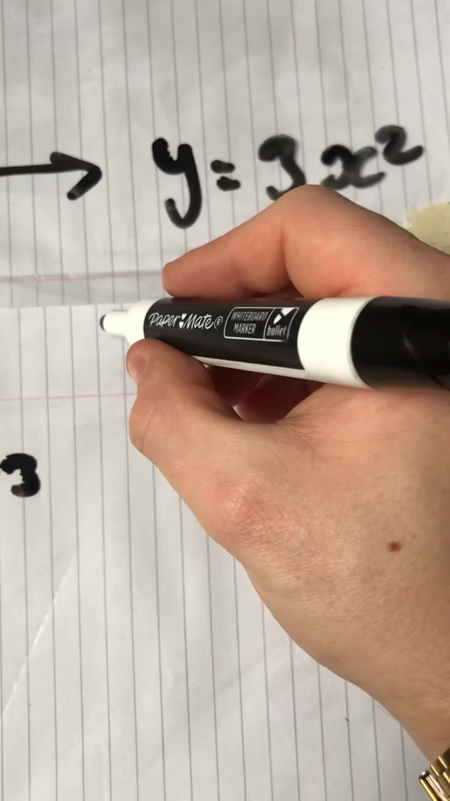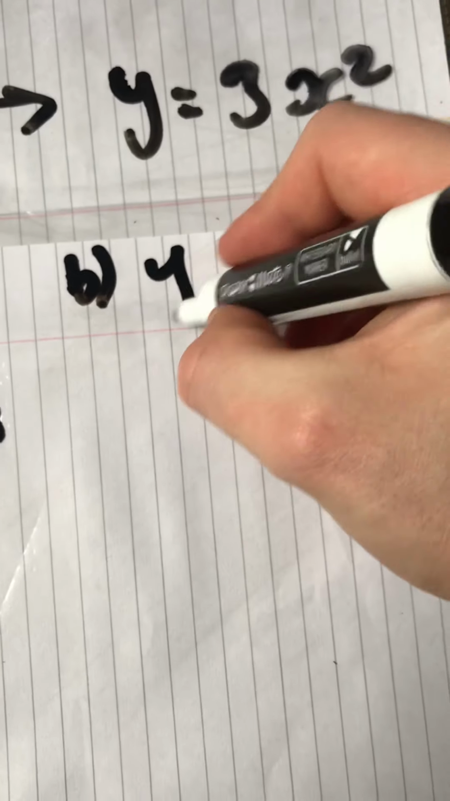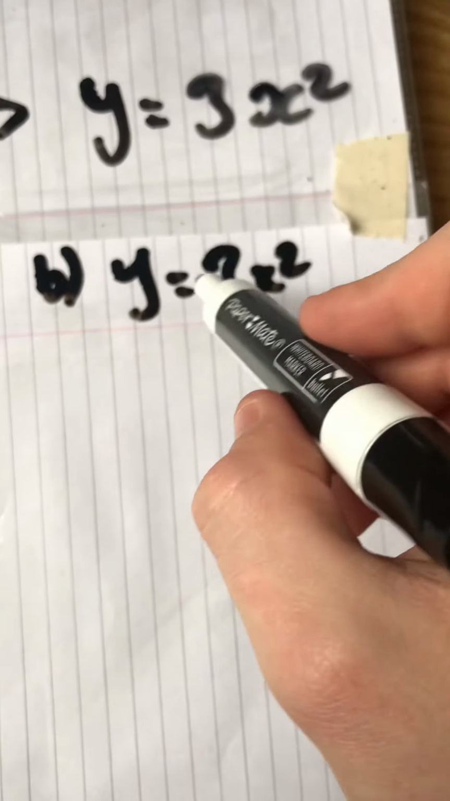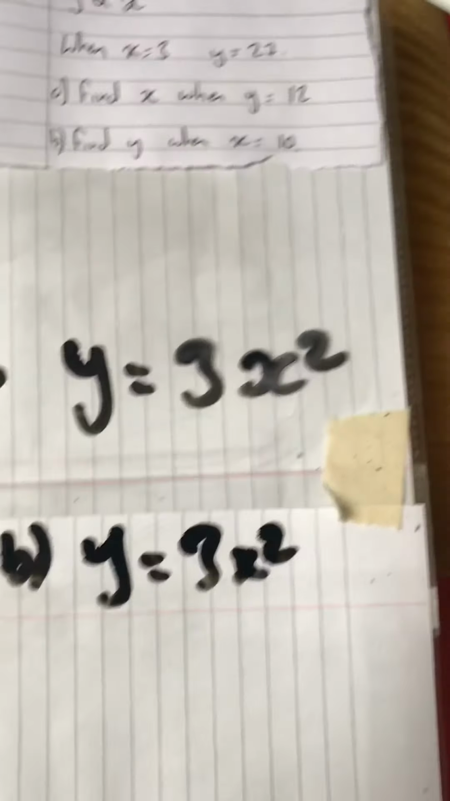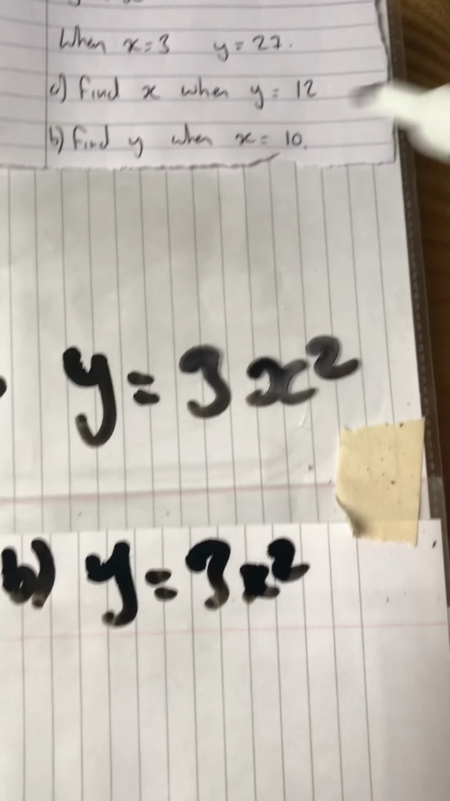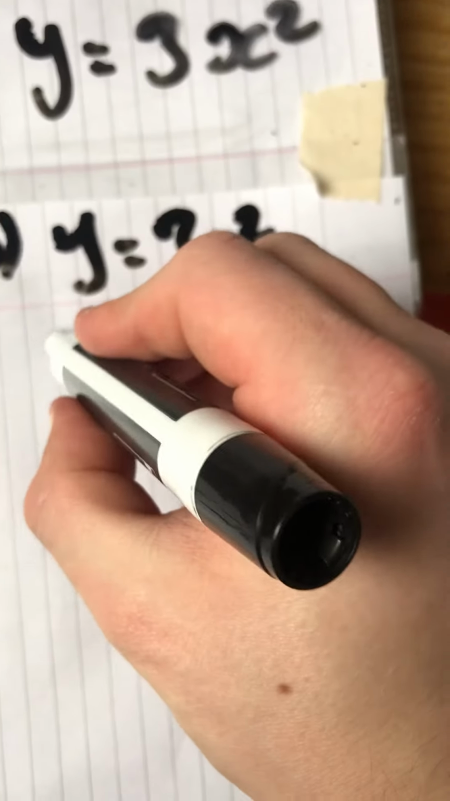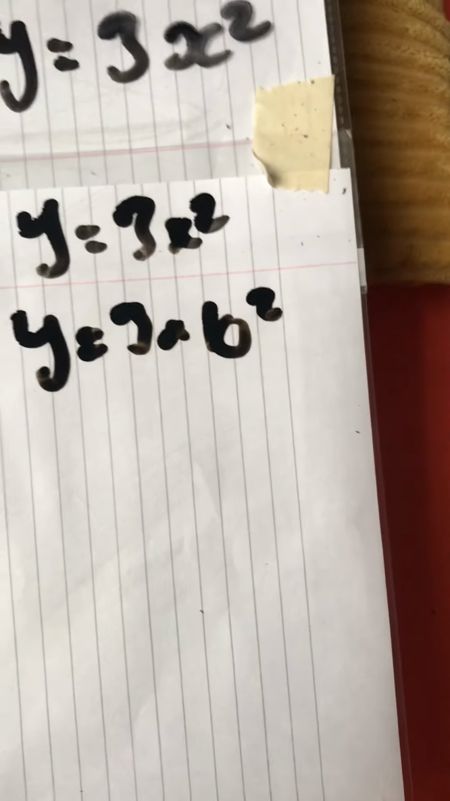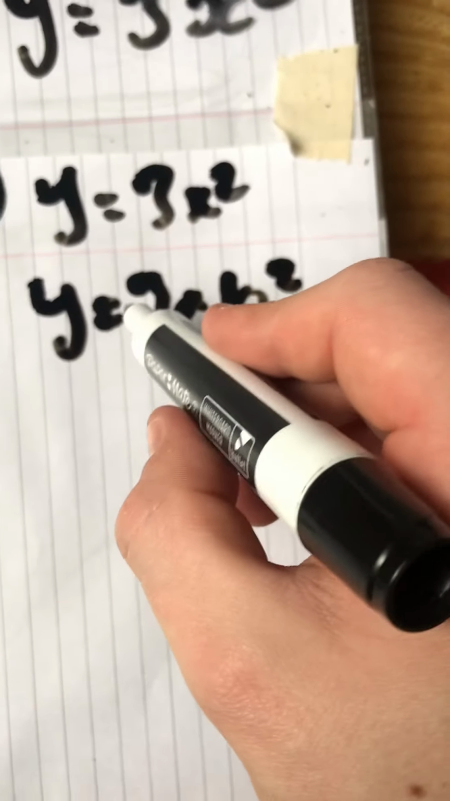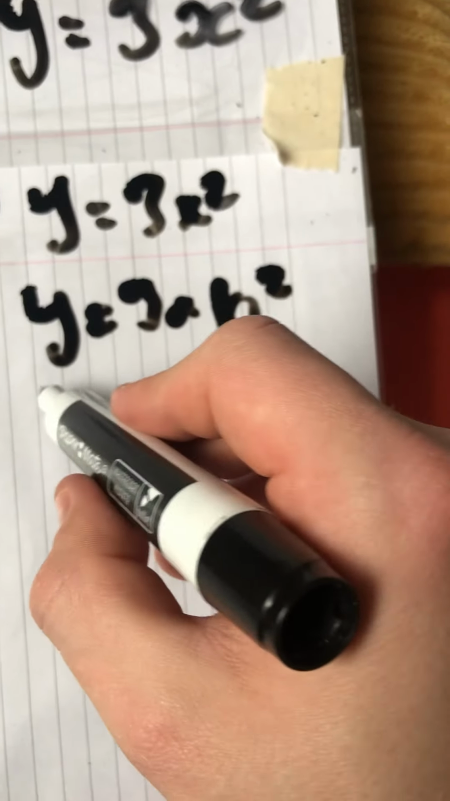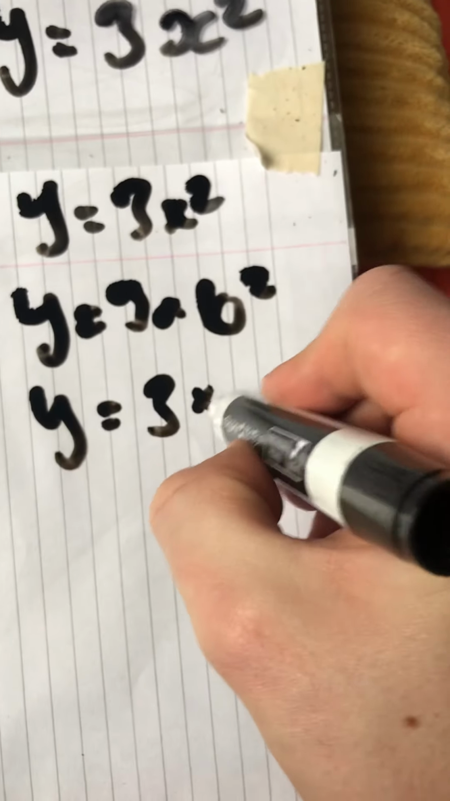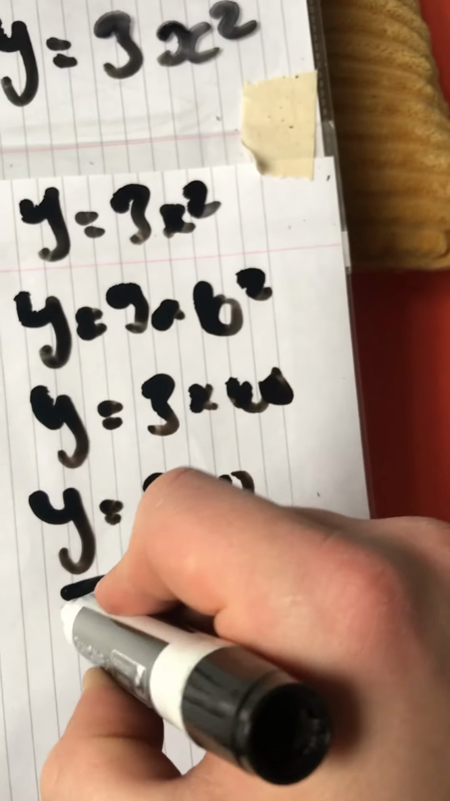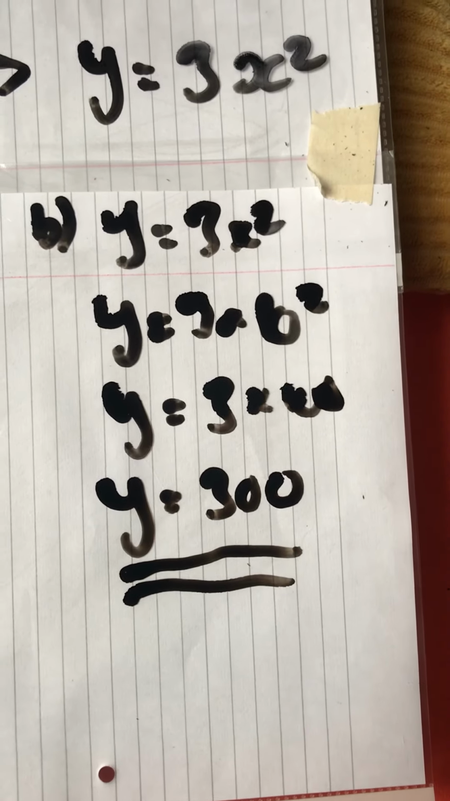For part B, in this case, write out your equation. Substitute in the part that you know from the question. Find y when x is 10. So we just need to find out what y is going to be when x is 10. So we've got y is equal to 3 lots of 10 squared, which means y is equal to 3 lots of 100, which means that y is equal to 300. And that's that question answered.